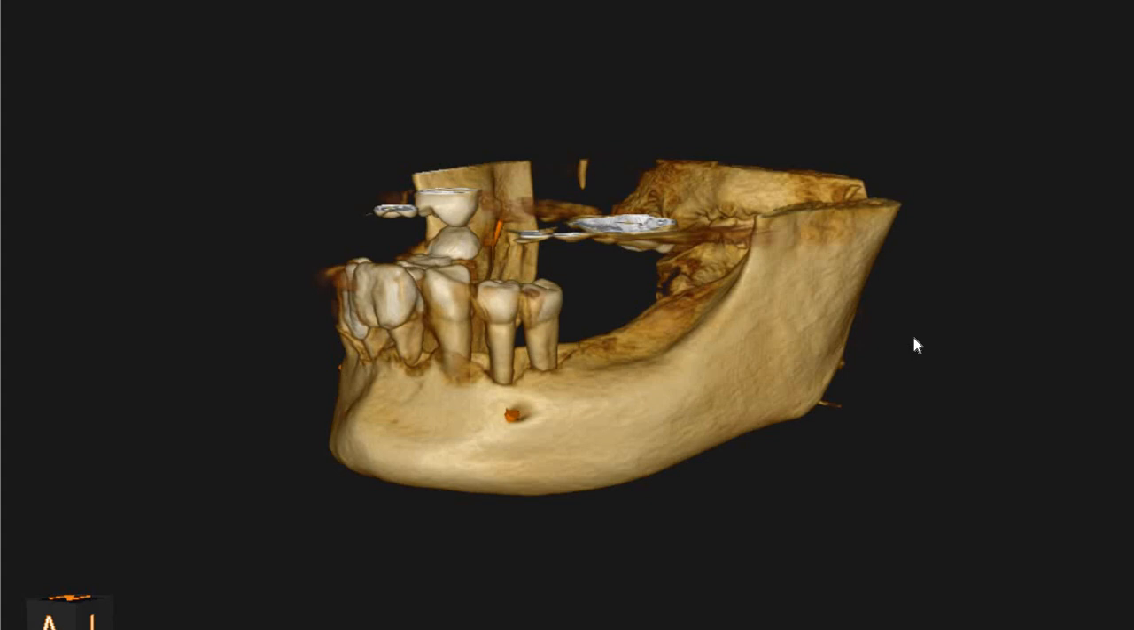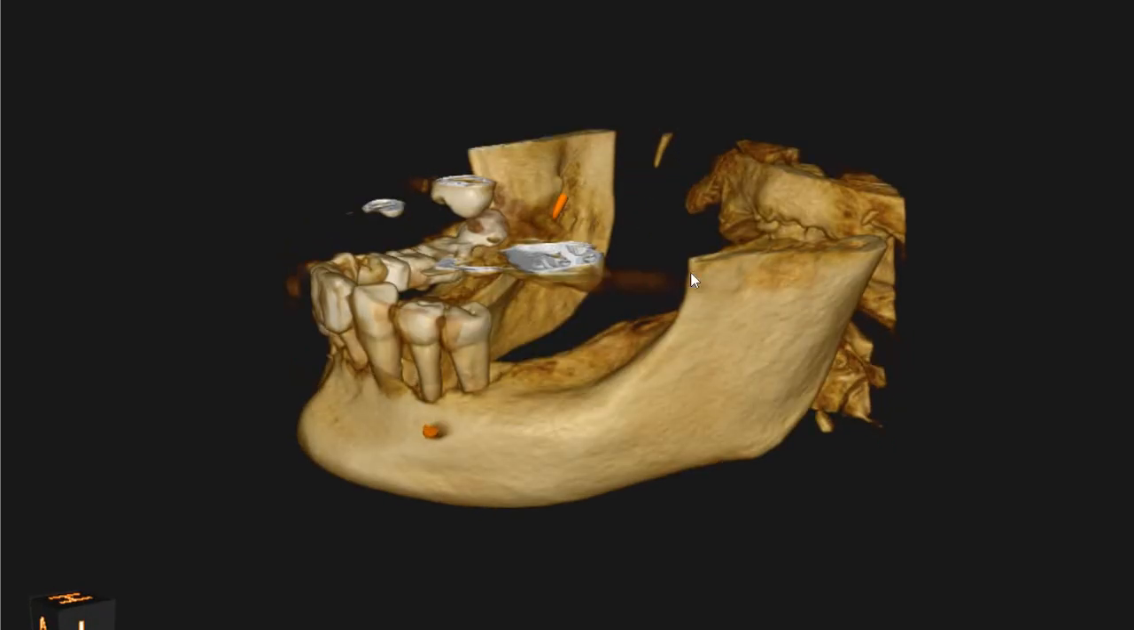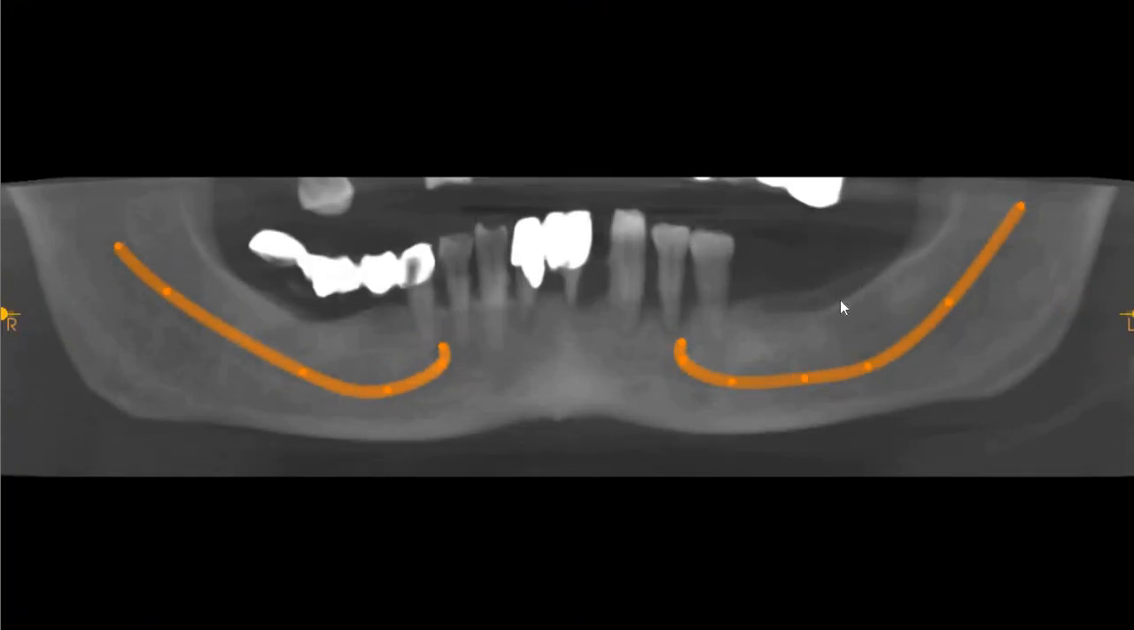This is the CBCT of the lower jaw. The area of interest highlighted is the lower left quadrant for implant placement. This is the panoramic view. We've got almost relatively sufficient bone between the ridge to the inferior alveolar nerve.